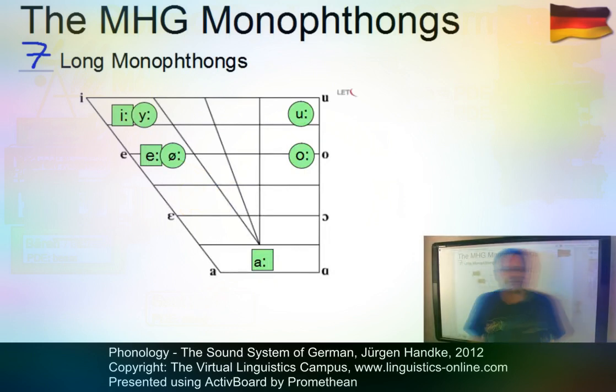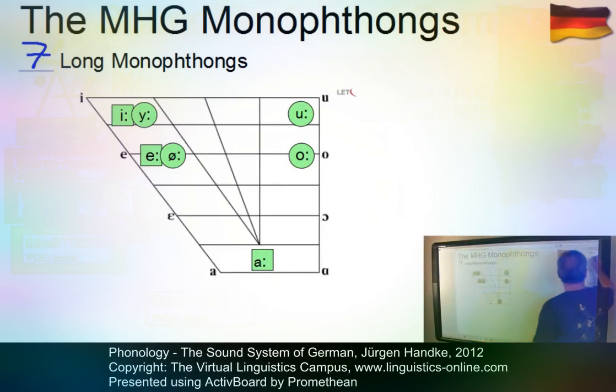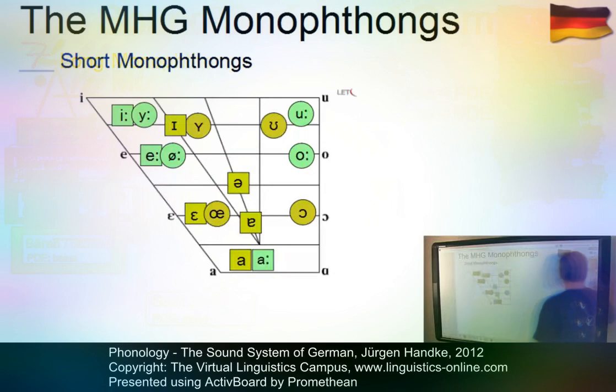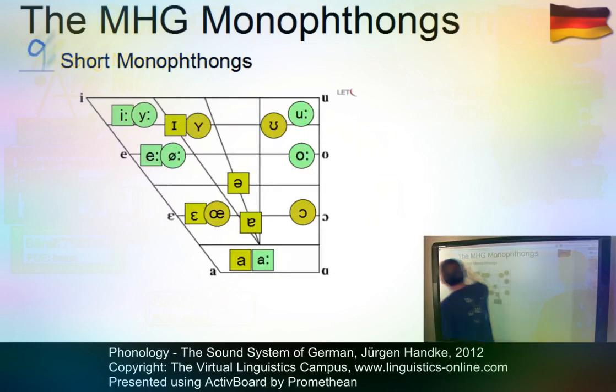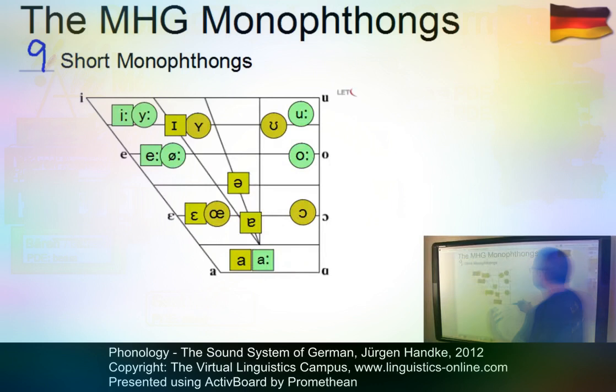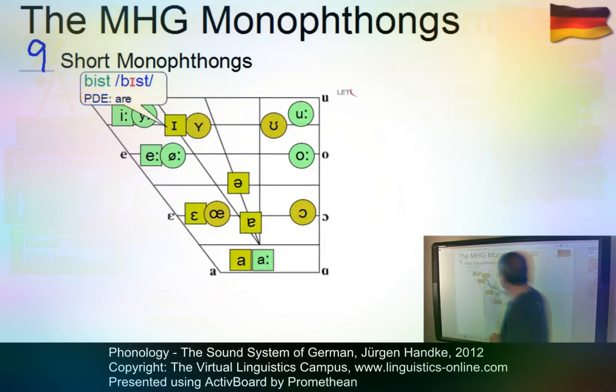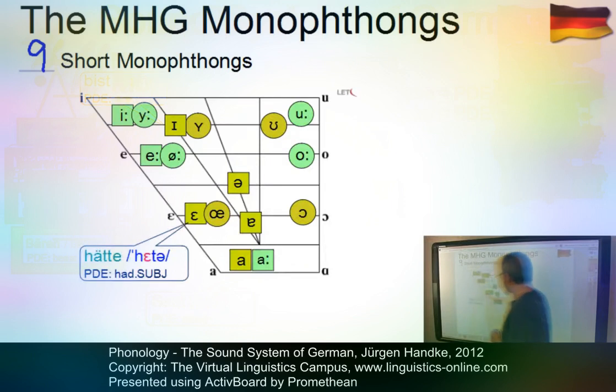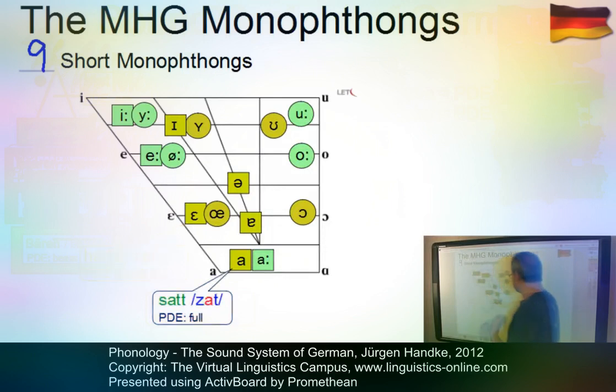Let us now add the short or lax monophthongs to the system of the long or tense ones. So here are the 9 short monophthongs. Again, I will produce 1 example per monophthong. We have a short E as in bist. A mid-low front vowel Ä as in hätte. There is a low central vowel which is shorter than the other one, satt. So there's a contrast between satt and Saat.